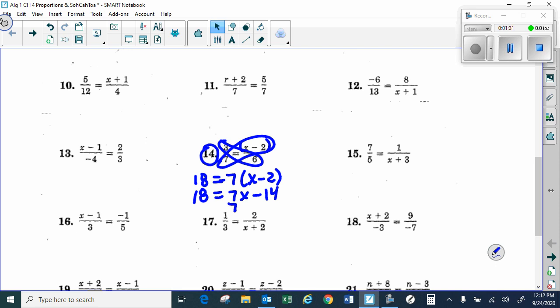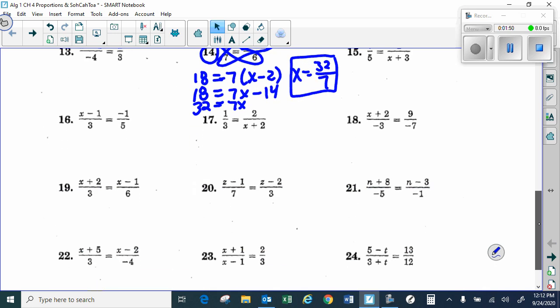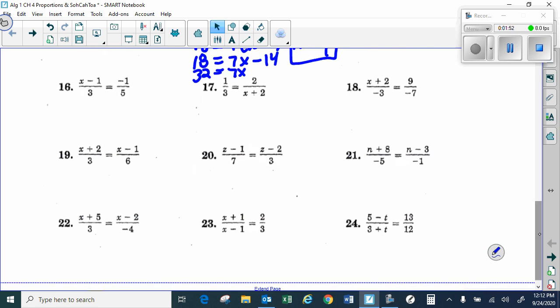Add the 14 across, and I get 32. And last step, divide by 7 on both sides, and I get x equals 32 sevenths. And there's your answer. If that simplified, I would need to simplify or reduce it. It does not, so I'm done. Okay, so that one only had one parentheses to put around it because I only had one numerator or denominator with two or more terms in it. Let's pick one where you have two.